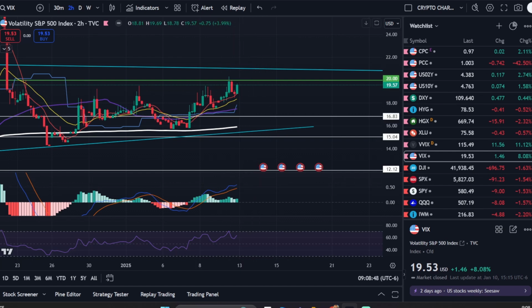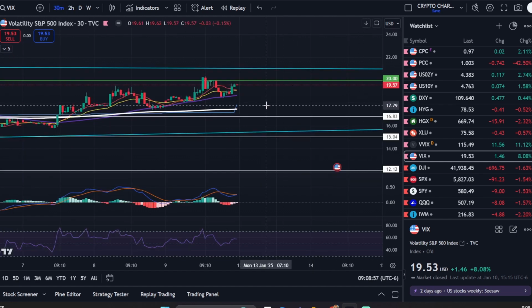But this 2-hour, if that can curl down, you're still in positive territory. So that could just be a curl down and then curl right back up. We still have CPI coming out on Tuesday, I believe. So we'll be paying attention to that.